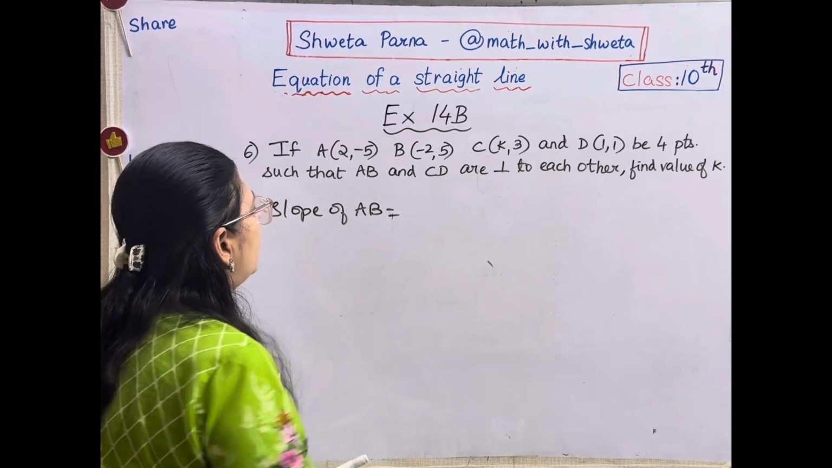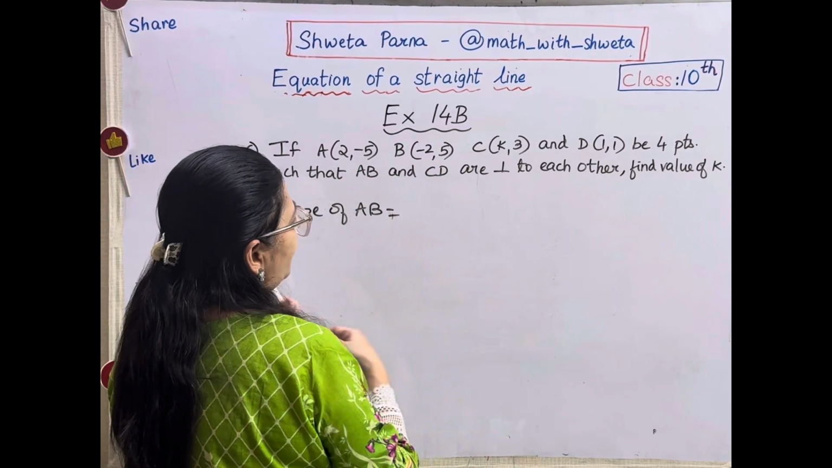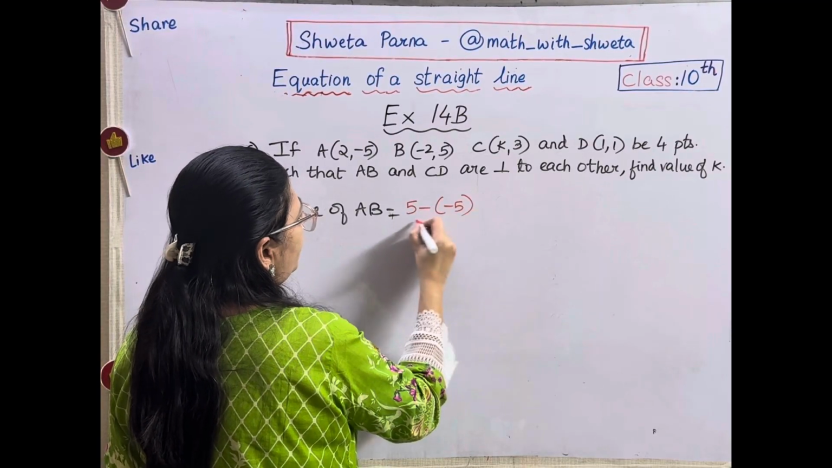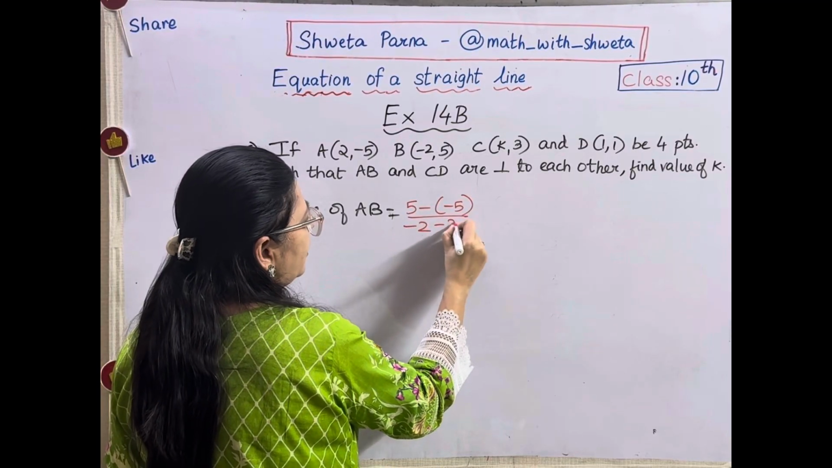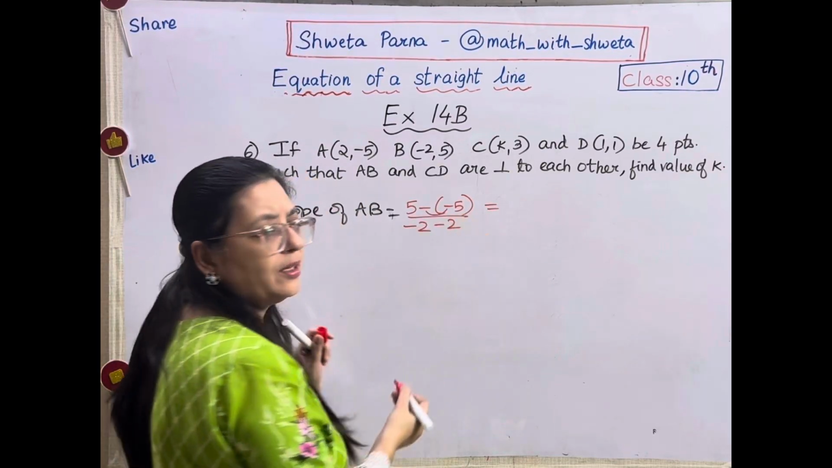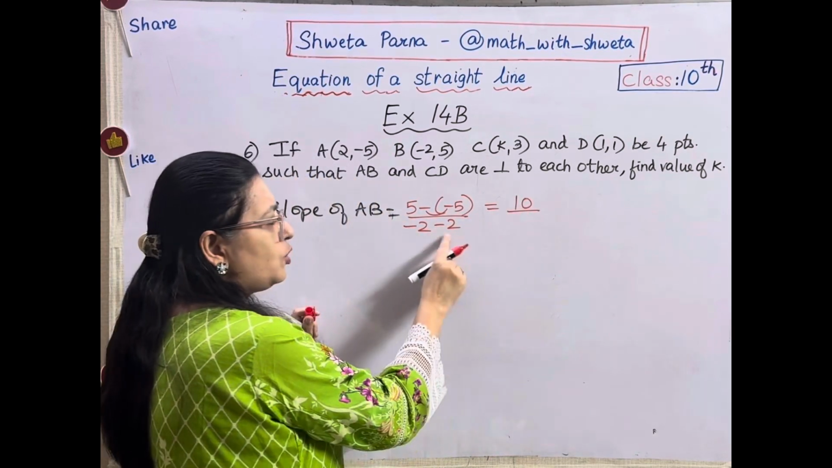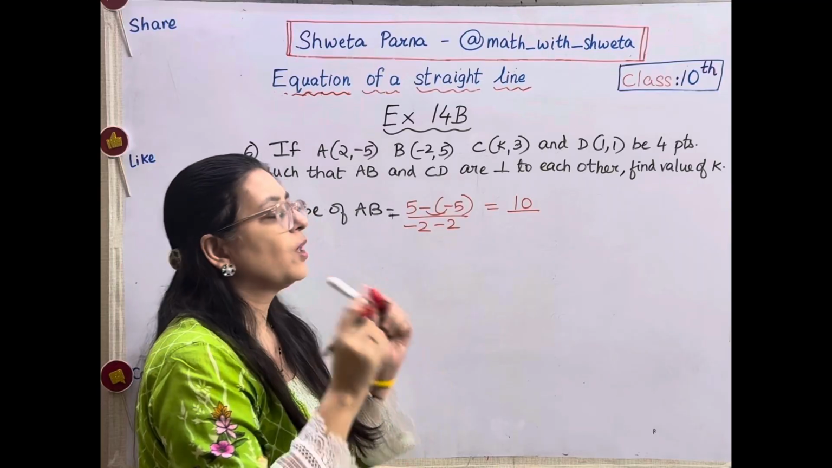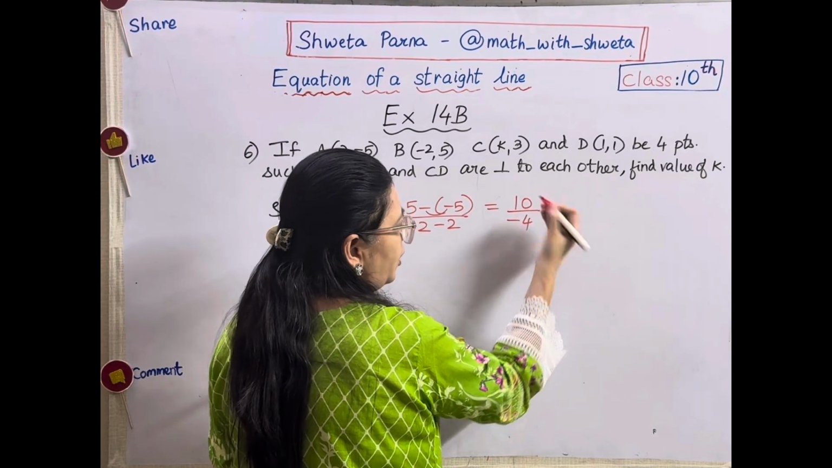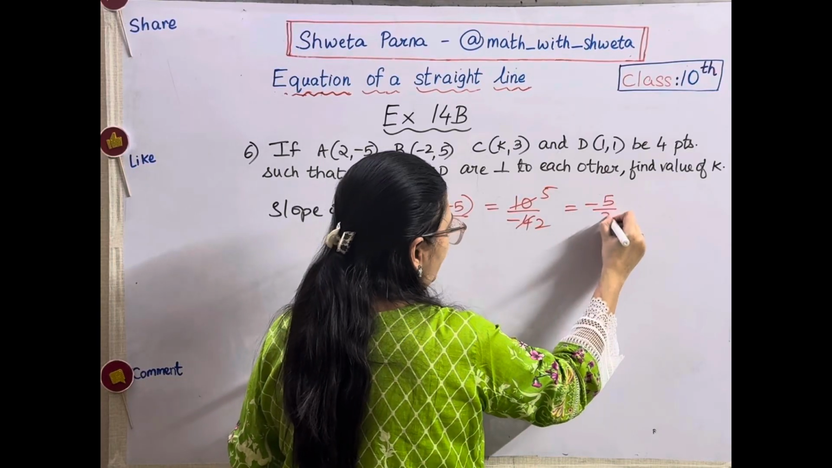Okay. Come on. Slope of AB. So I will take this as y2. So y2 is 5 minus of minus 5, and minus 2 minus 2. So this would be 5, minus into minus will become plus. So 5 plus 5 is 10. Minus 2 minus 2, when you are adding two negative numbers, you add them and the sign would be negative. So it is minus 4. So reduce it. 2 5s are 10, 2 2s are 4. So the answer is minus 5 upon 2.